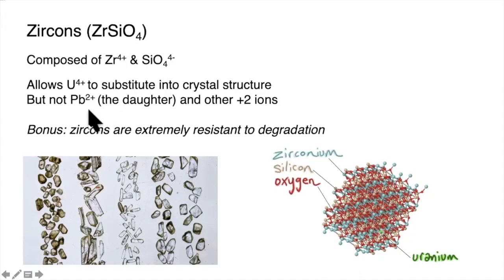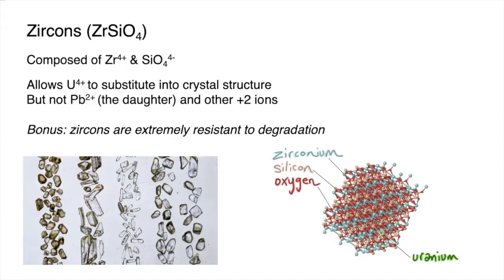But at the same time, it's very difficult for lead to sneak into this crystal structure because it's only a plus 2 ion. It doesn't fit quite into the zirconium position in the same way that uranium does. So it'll get outcompeted by better ions like uranium 4+ or zirconium 4+. These zircons are mostly forming when you have very slow cooling of magma, like you would right after the planet's formed and everything is still hot.